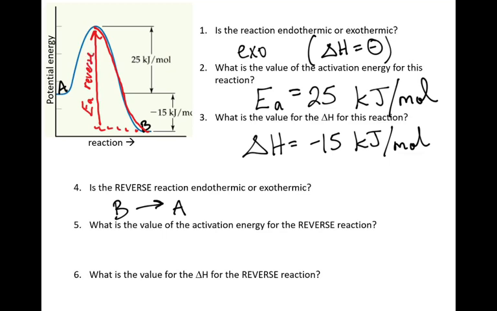So what would the total be if you went up 15 and then you still had to go up 25 more? Yeah, that would be 40. So for the backwards reaction, the activation energy barrier is 40 kilojoules per mole.